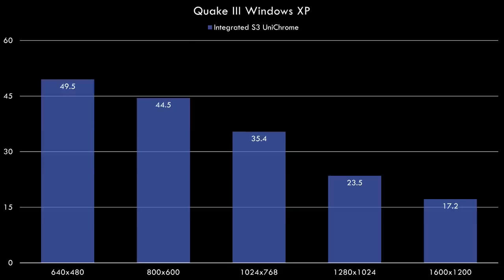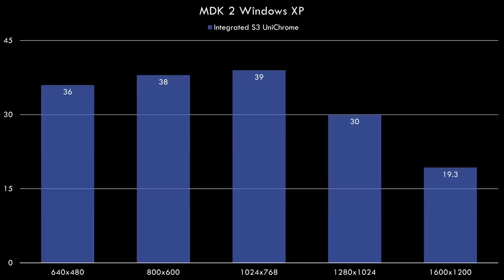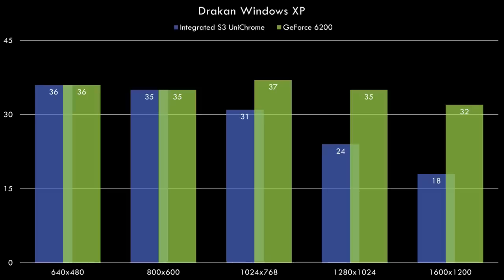Quake 3, also 640 by 480 and 800 by 600, you should get around 60 FPS most of the time, so definitely playable. And we've got another game, an OpenGL game, MDK2, just over 30 FPS, so that should also be nice and playable. And here we have the results in Draken comparing the onboard card with the GeForce 6200. And we can see, especially at the higher resolution, the GeForce is a lot faster. But we can also see the CPU limitation at 640 by 480. The processor is just not fast enough to get more FPS.